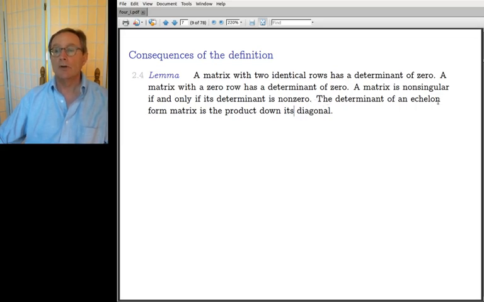And then finally, the determinant of an echelon form matrix is the product down its diagonal. So picture in your mind an echelon form matrix. Maybe you have sort of a 1, and then a 3, and then a 5 for a 3 by 3 matrix. 1, 3, 5 as the leading entries. The determinant of that matrix is going to be its echelon form, so it's got zeros below. Determinant of that matrix is going to be 1 times 3 times 5.